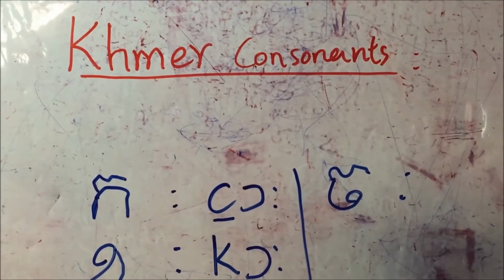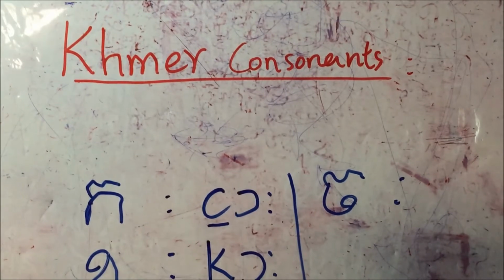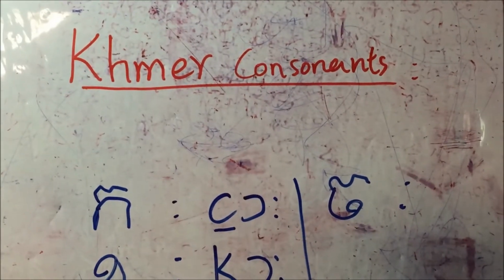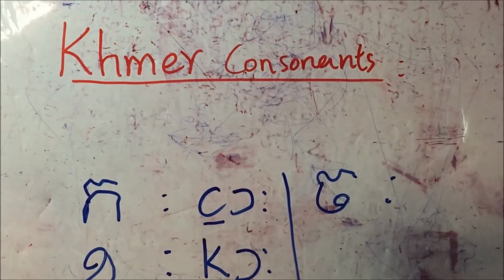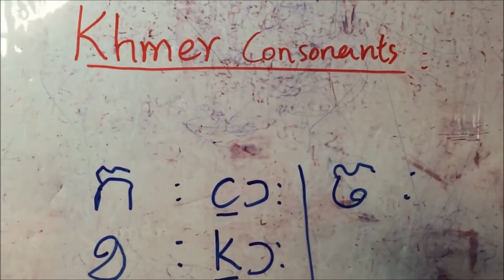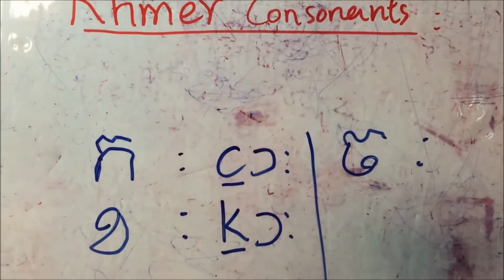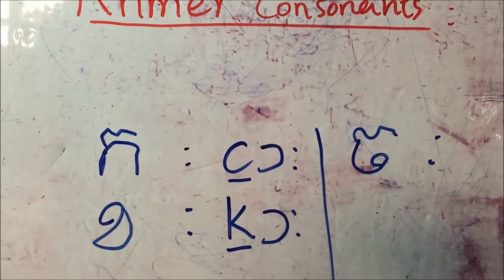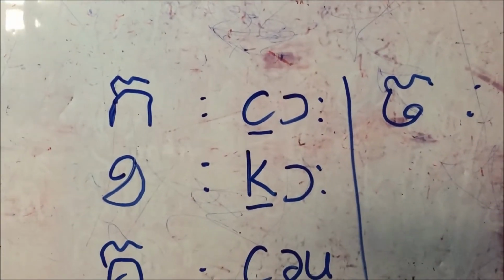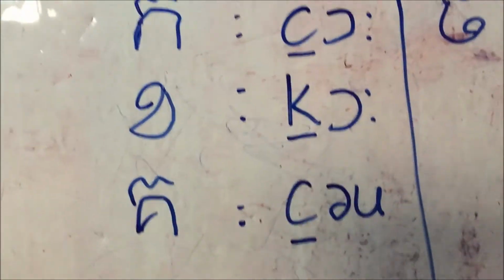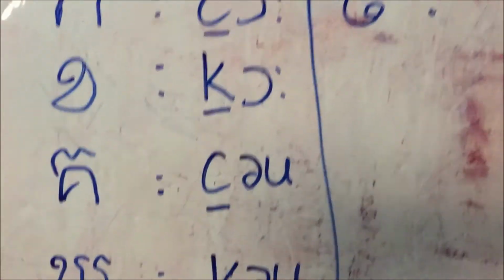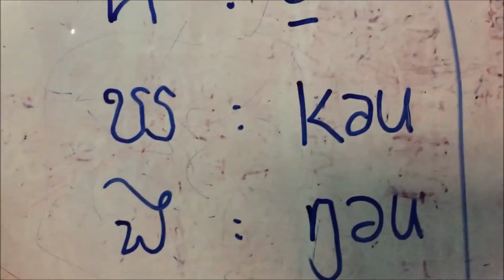Okay, let's go to our lesson. Today I teach you about the Khmer consonants. In Khmer, there are 33 consonants. But now I tell you the first ones: go, ko, go, ko, and ngo.